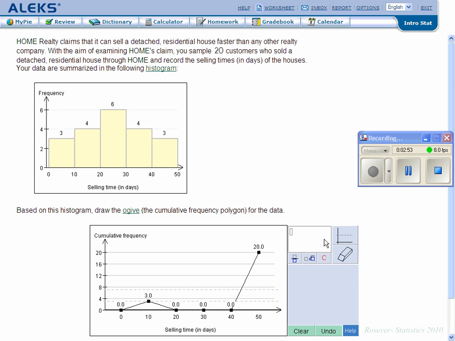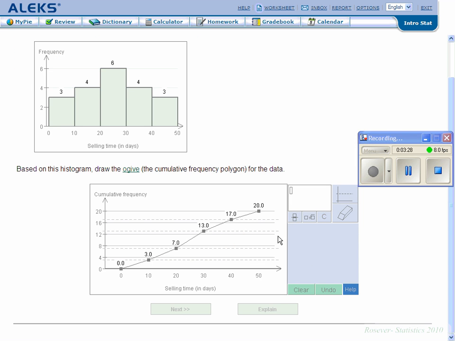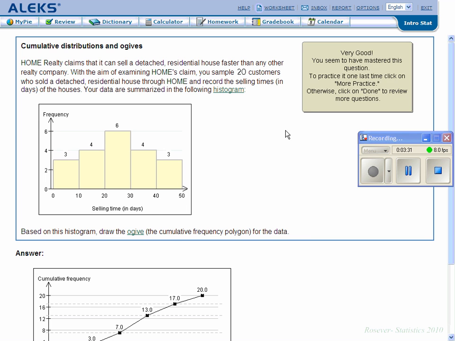And now let's look at the next one while I'm over here. Let's see, 3 plus 4 is 7, plus 6 is 13. So my next line is going to be at the 13 level. So we'll hit that. And if I add 4 to that, I'm going to have a 17. So let's hit 17. And if I add 3 onto 17, I get the 20, and we already did that one. So let's see. Drag to there, drag to there, drag to there. And that's it. That's how it's done. That's an OGIV. Okay, let's do another one. Very good. I seem to have mastered it.